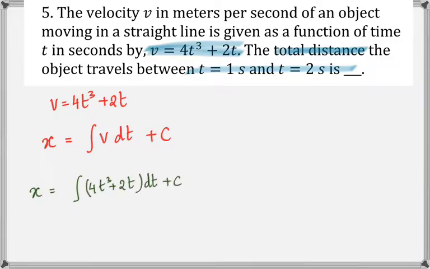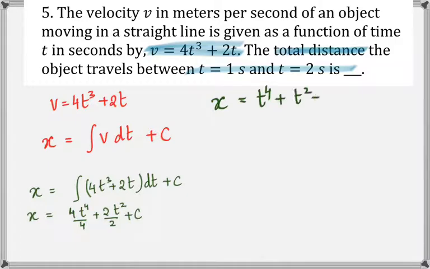So we put the function for velocity and then we apply the formula for integral and we get x as t to the power of 4 plus t to the power of 2 plus c. Just a quick recall of the formula for integral. We know that the integral of x^n dx is x to the power of n plus 1 over n plus 1. That's the formula which we are using.